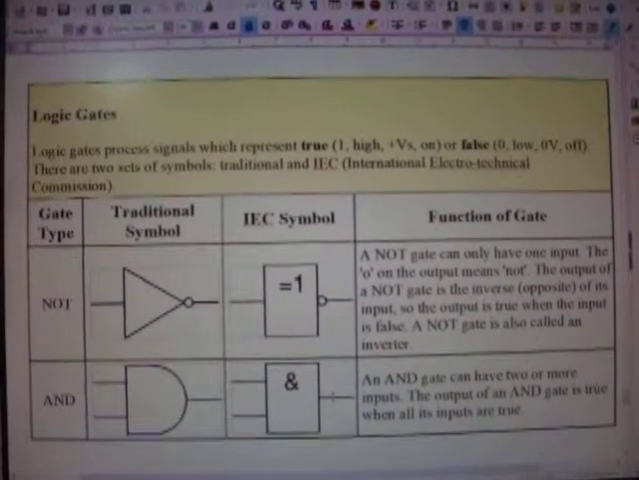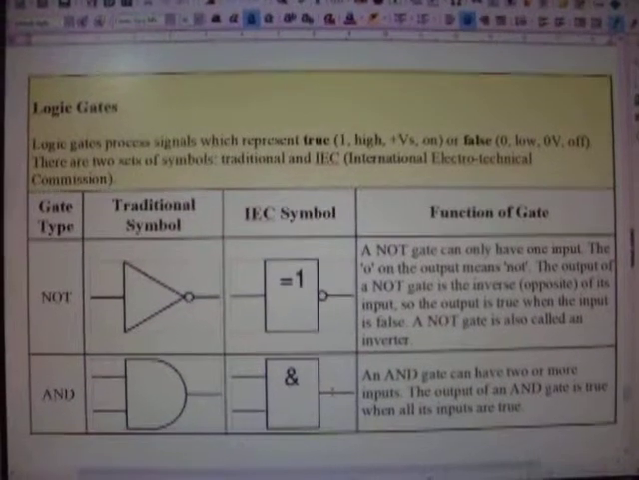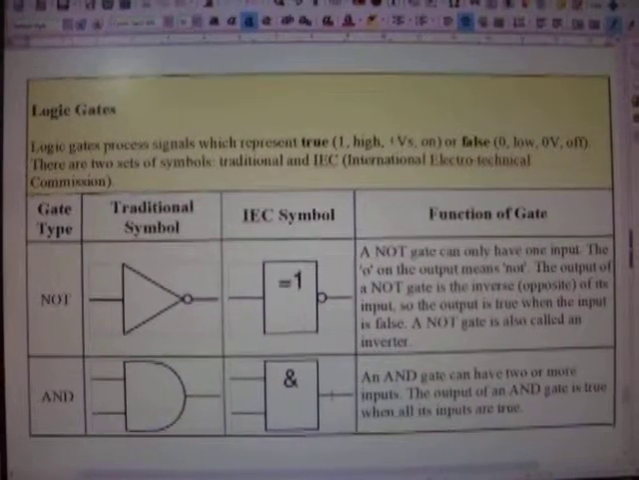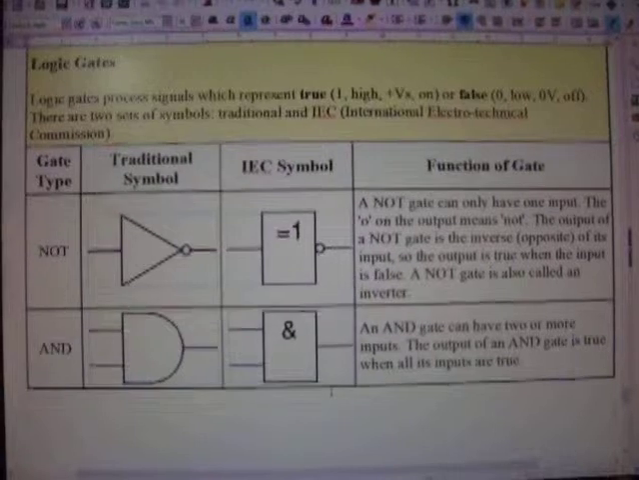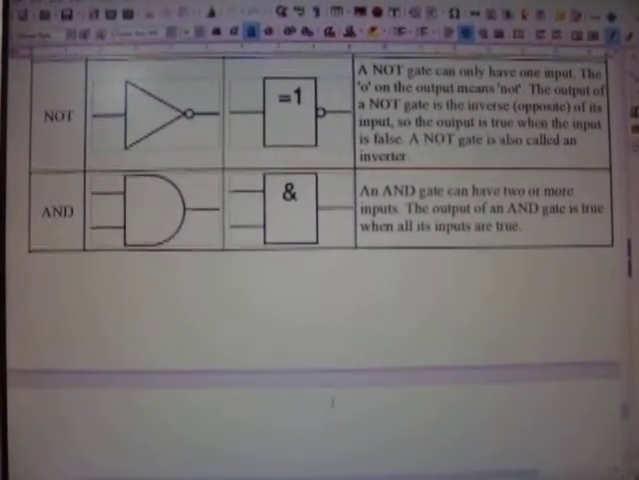Now here, these are logic gates. Now be aware that there may have been some new gates added since this was done, because the technology is constantly changing, so look for any updates.